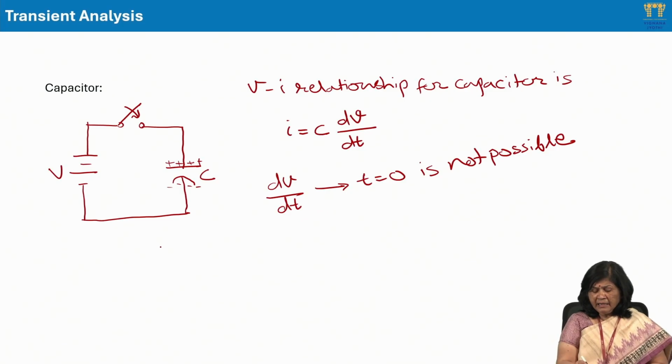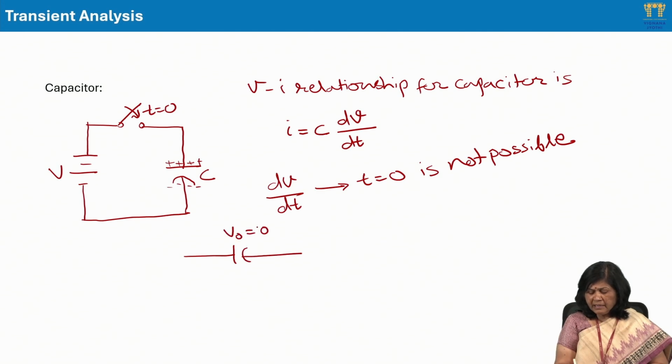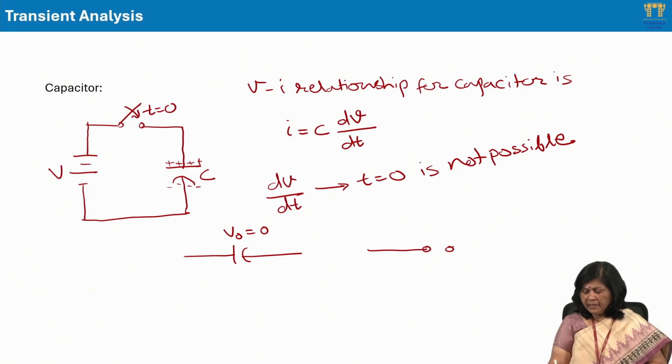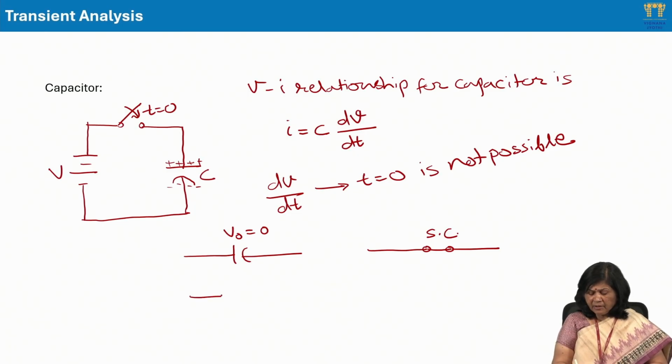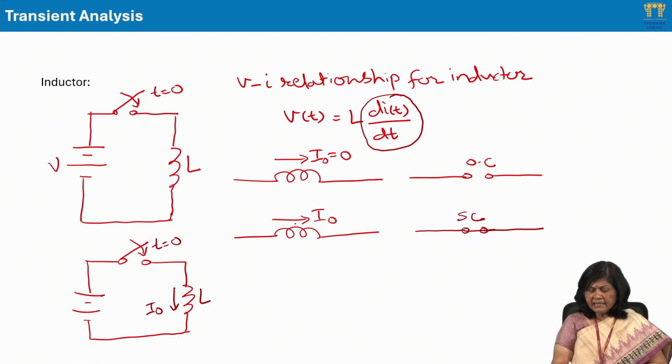So what happens at t equal to 0, when the switch is closed and there is no potential across the capacitor, we have V0 is 0. So how will this capacitor behave? This capacitor will behave like a short circuit, right? If there is an initial voltage across the capacitor, just like in the previous case where we had an initial current across the inductor, the inductor behaved like a short circuit.